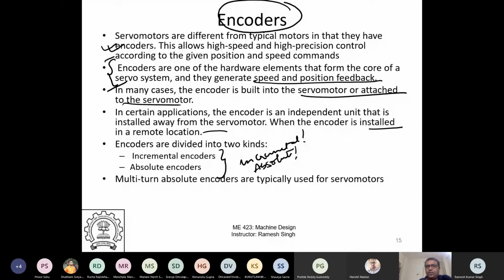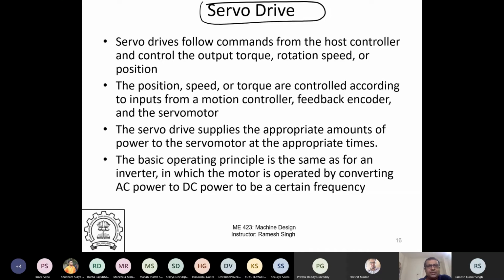Okay, looks like my slide is still not visible for some reason. Can you see the servo drive slide?